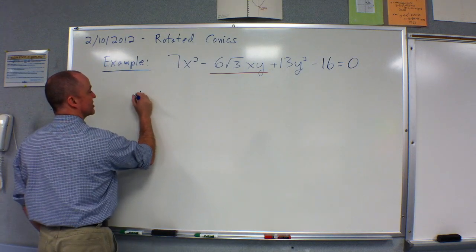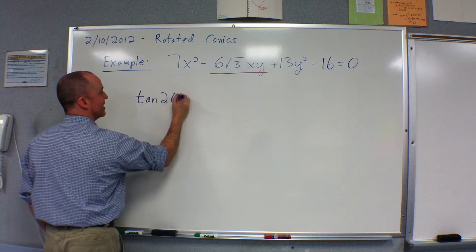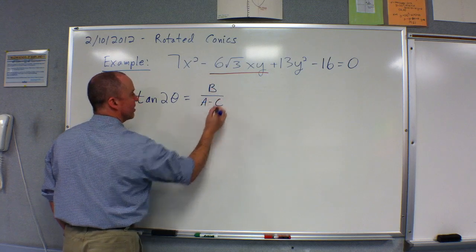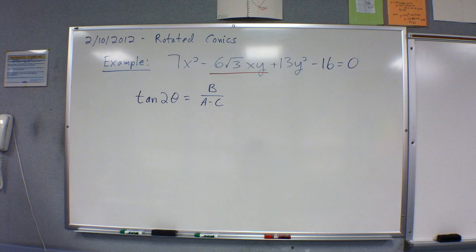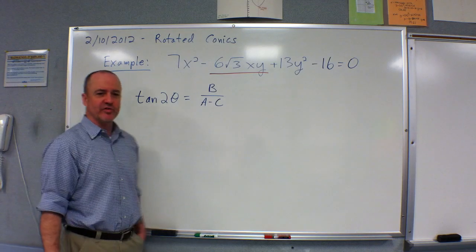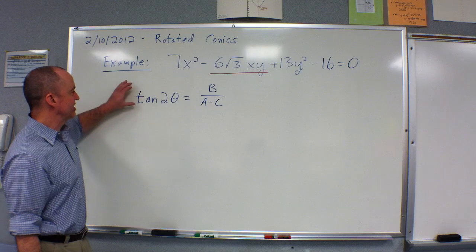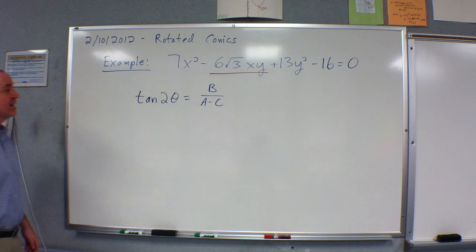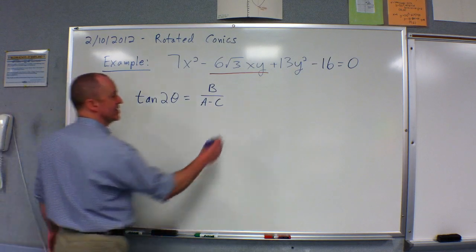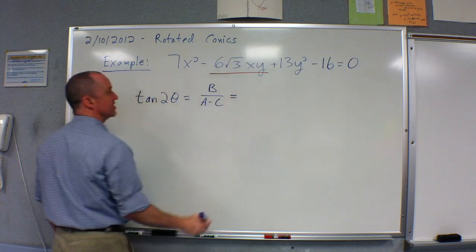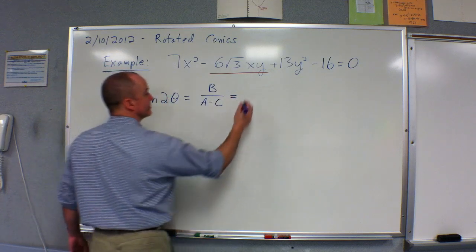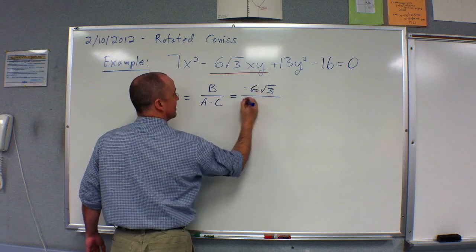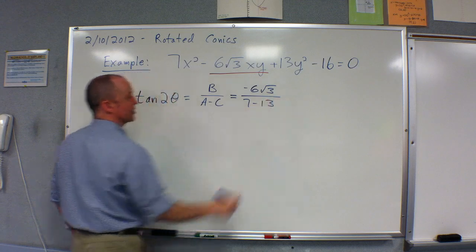The formula I gave you yesterday was tangent 2 theta equals b over a minus c. Incidentally, the sheet I'm going to give you for some reason from another publisher actually says cotangent 2 theta equals a minus c over b, but they're reciprocal, so I should be able to handle that. Now for this one, this leads to negative 6 root 3, let me keep track of that, divided by 7 minus 13.